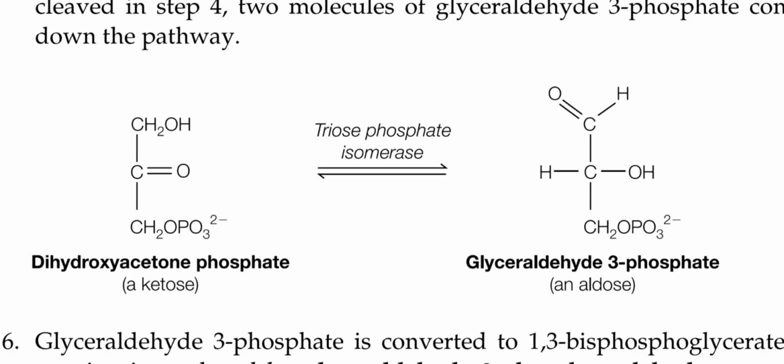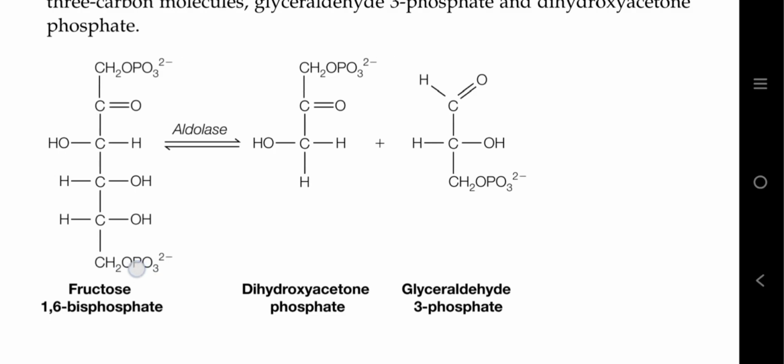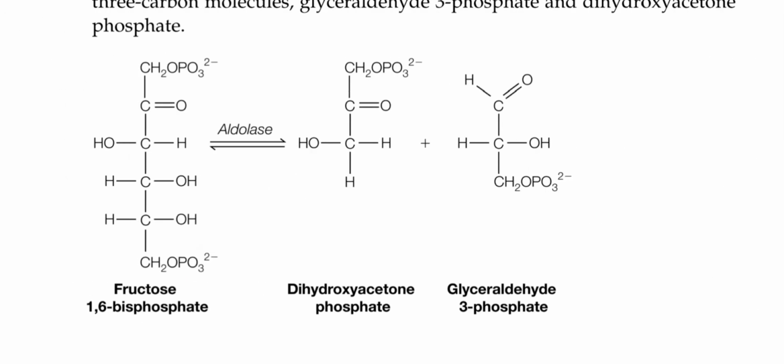So why is the 6 carbon molecule split into 3 carbon molecules? It is done to increase the efficiency of this reaction and to increase the energy yielding efficiency of this pathway. That's why this 6 carbon molecule is split into two 3 carbon molecules. So now each of these molecules will continue down the pathway and yield energy in the form of ATP.